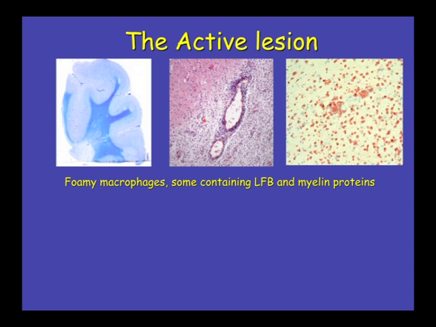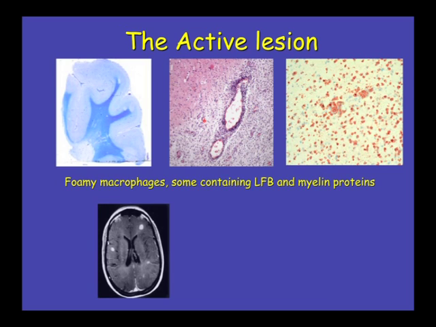In this section here, we've stained for myelin inside the macrophages. So this slide here shows the macrophages having eaten up the myelin. And this is what it looks like on an MRI. Here's the spot of the damage.